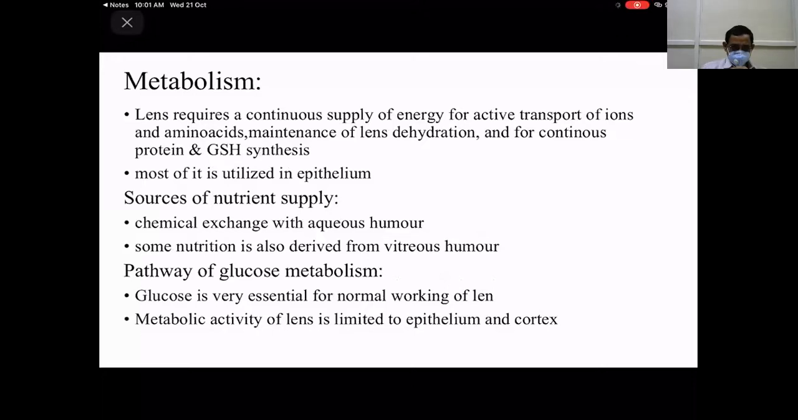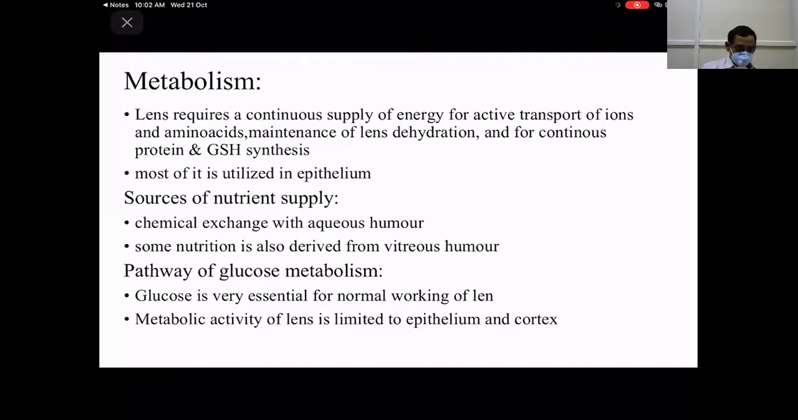Coming to the metabolism, the lens requires a continuous supply of energy for active transport of ions and amino acids, maintenance of lens dehydration, and for continuous protein and GSH synthesis. Most of it is utilized in the epithelium. Sources of nutrient supply: it supplies chemical exchange with aqueous humor. Some nutrition is also derived from vitreous humor.